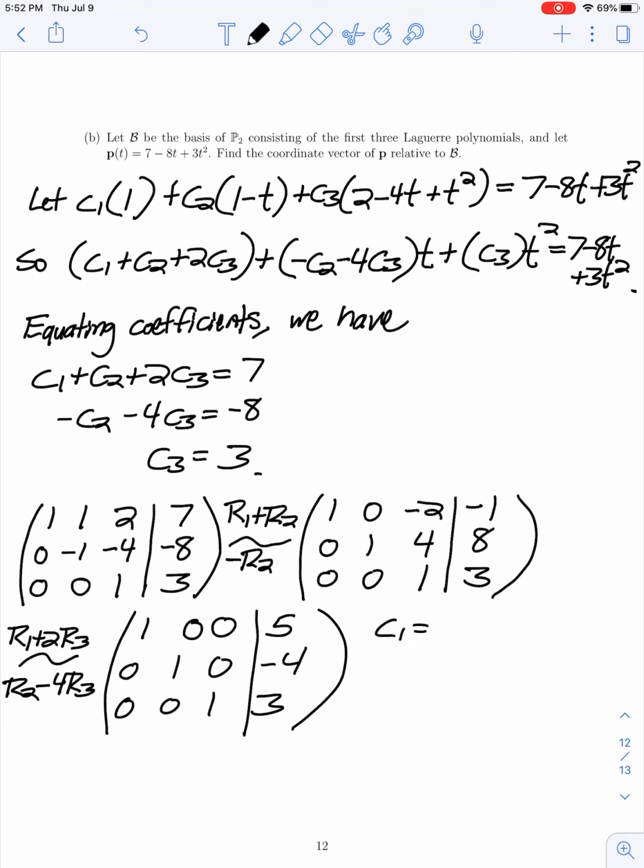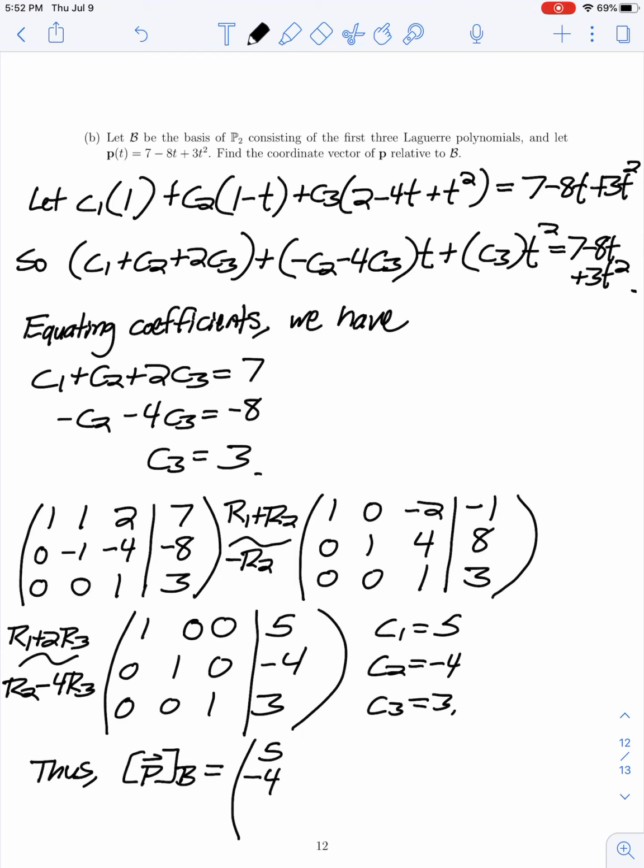So these are the coefficients. C1 is 5, C2 is negative 4, and C3 is 3. Therefore, the coordinate vector of this polynomial p, relative to the basis described, is the vector 5, negative 4, 3.